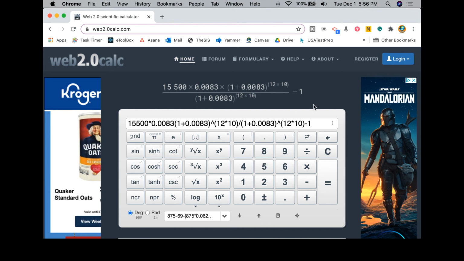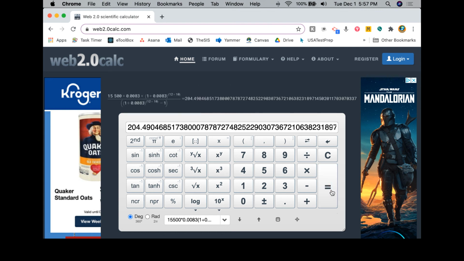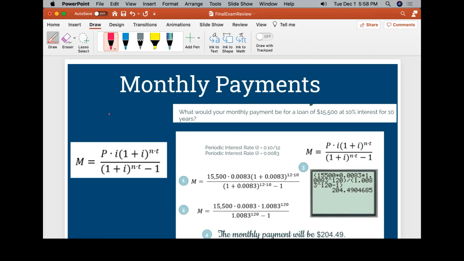And then another thing, this -1 should be in the denominator. So let's see how we can figure that out. What we want to do is have the entire denominator, and this is where it gets messy, in parentheses. There we go, that actually worked. So now this is what we want it to look like. This is what our formula looks like. And when we press equals, we'll get our answer, $204.49. All right, and here is your nice and neat answer if you want to take a look.